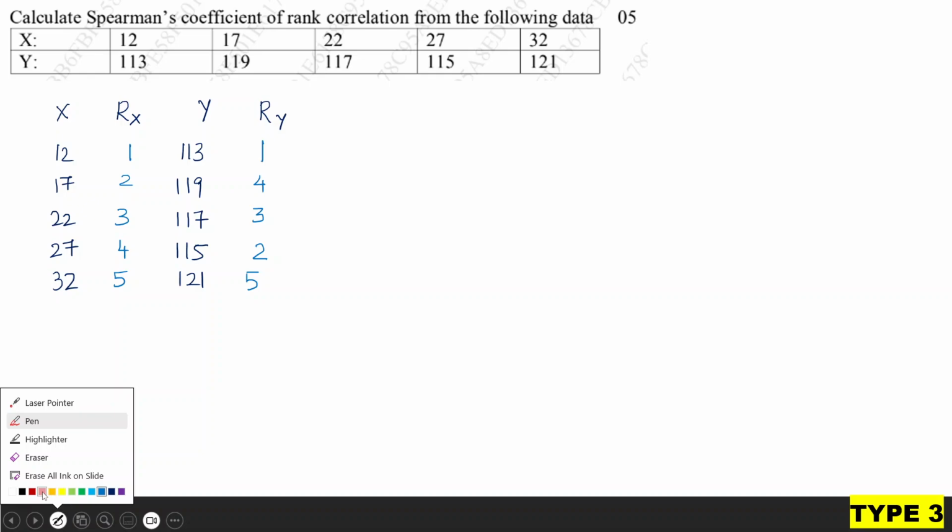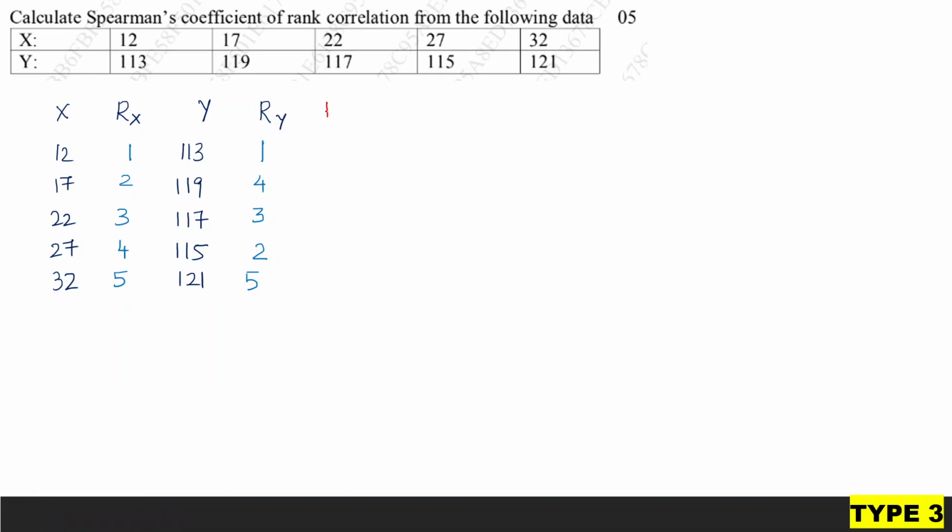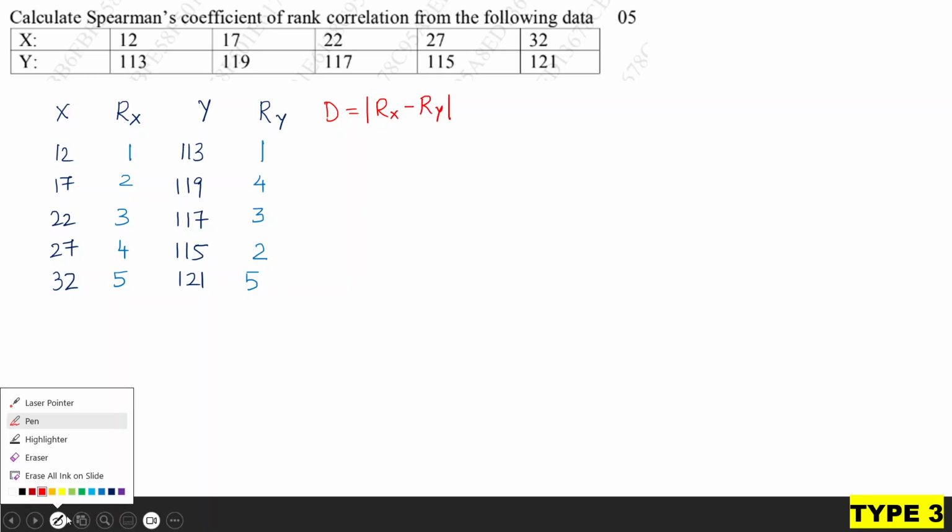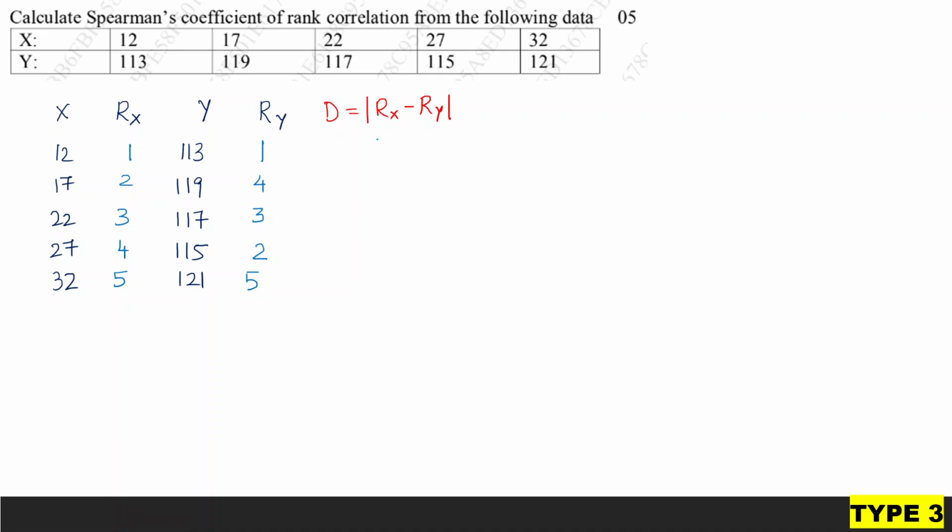Next thing which you need to calculate is called the difference, which is modulus of Rx minus Ry. So basically the difference of Rx and Ry. So you can see Rx minus Ry, 1 minus 1, 0 here. If you put Rx minus Ry, it's going to be 2 minus 4, which is negative 2. Modulus will become positive 2. 0 here, 2 here and 0 here.